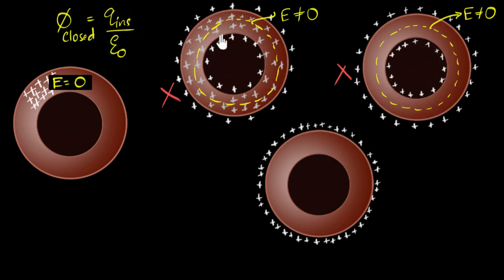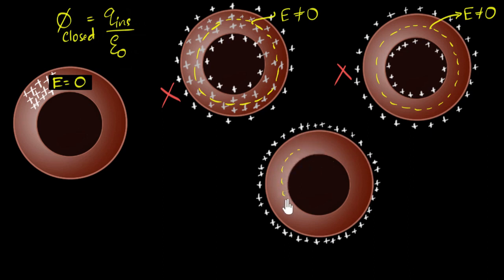So charges can neither be present in the bulk of the conductor, nor can they be present in the inner surface of the conductor, which leaves us with only one option. The charges can only reside on the outer surface of a conductor. Beautiful, isn't it? And we can just go ahead and check it.